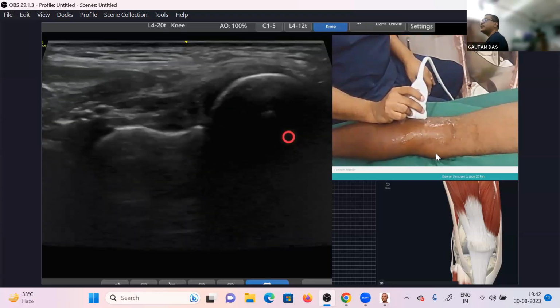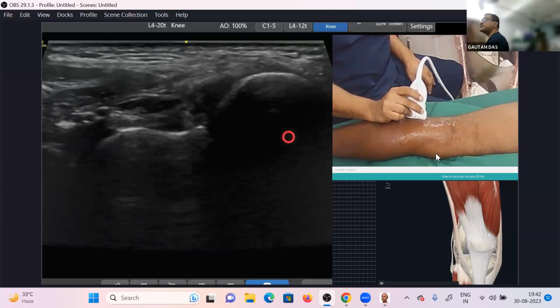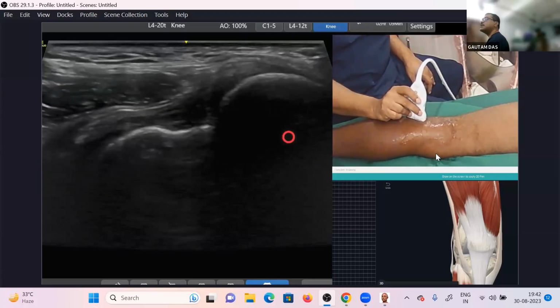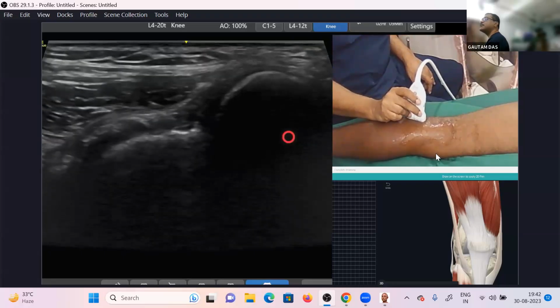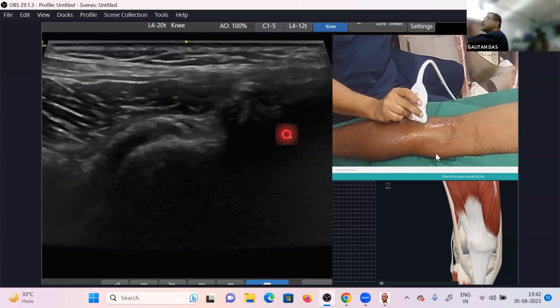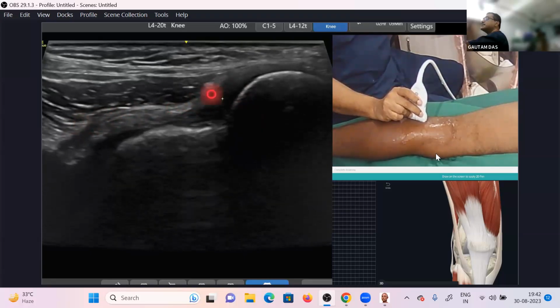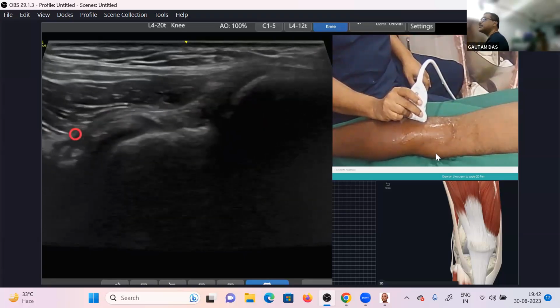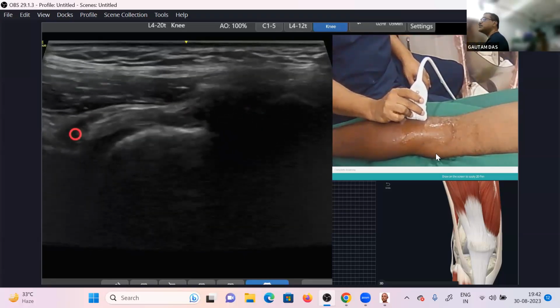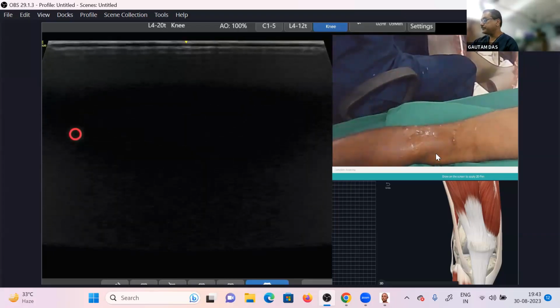Now what I'm doing, I'm tilting the proximal part of the probe, fixing the distal part of the probe over the fibular head. Then I'll see another part of the arcuate ligament, which is getting attached to the meniscus. So here the arcuate ligament and the lateral head are getting attached to the meniscus. This is another wing of the arcuate ligament. So this was one, and this was another. Okay, up to this.